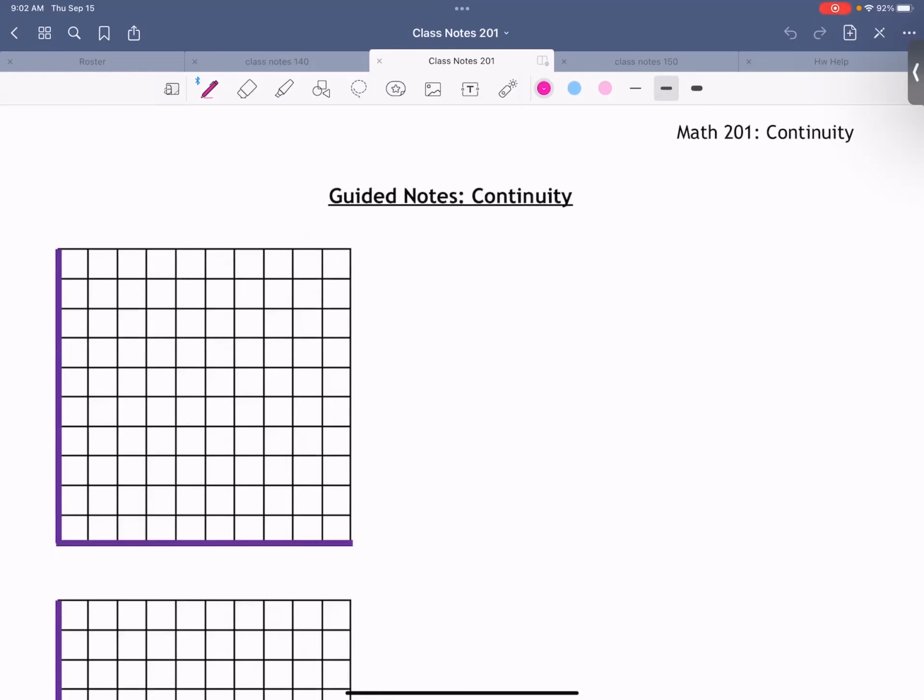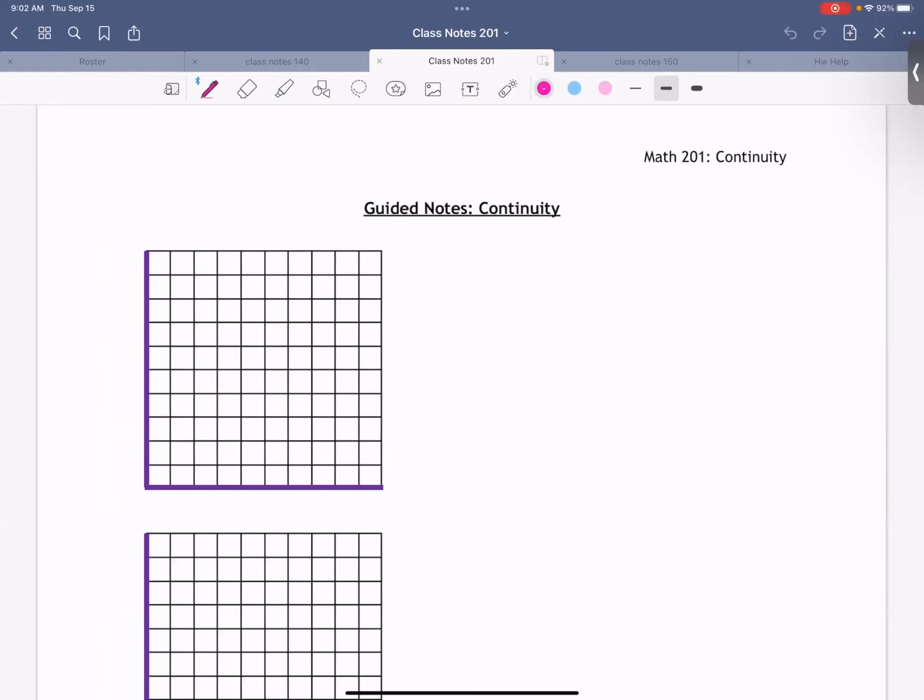All right, so new section. I really like this section. I don't know why. Mainly because it's a little bit more intuitive than the other ones. I feel like limits are just trying to trick you and make you think you know what the answer is, but it's actually not. Continuity is a little bit different.